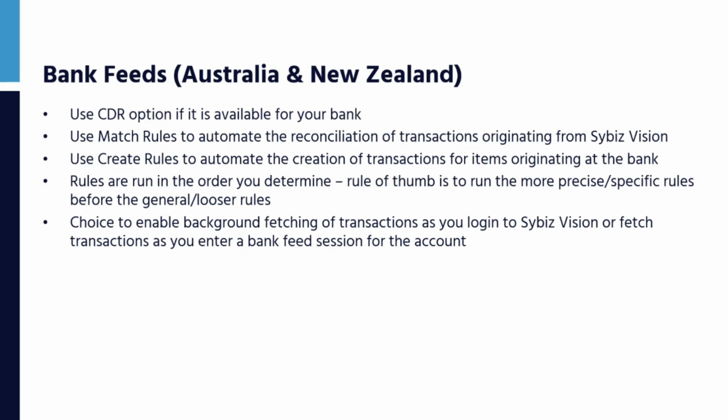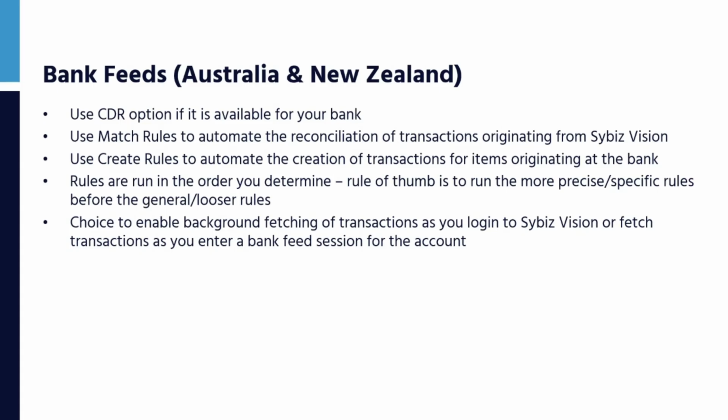And the way the bank feeds work, part of that process is to get your banking data automatically into your system. And then the other part of the process is dealing with that information once it comes through to the system. We'll talk again about these match rules and create rules in a bit more detail, but at a high level, match rules help automate the reconciliation process. These are transactions that you've generated in Vision. They've gone to the bank, so you know about them before you see them on the bank because you created them. And then there's the create rules, which automate the transaction creation for items that originated at the bank.